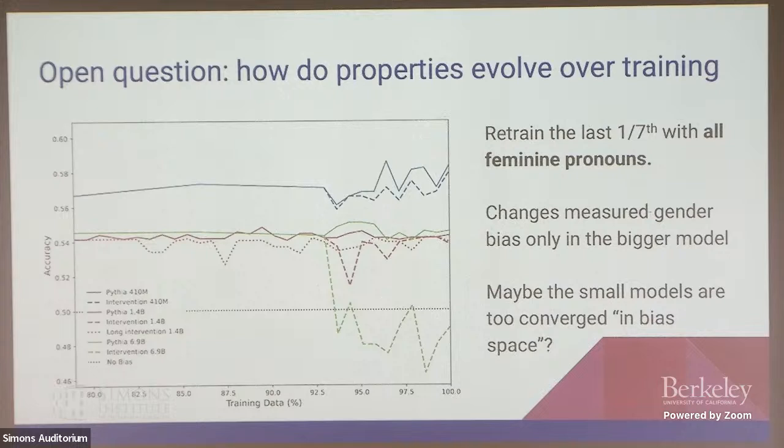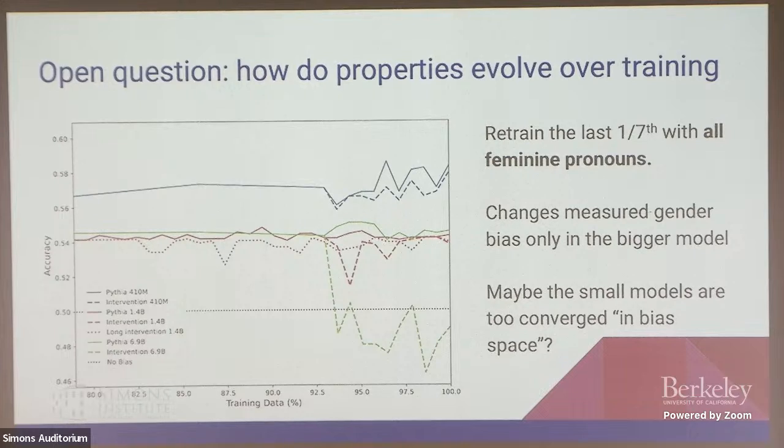This plot's from the Pythia paper. We rewound the models for the last 1/7 of training and replaced every masculine pronoun with a feminine pronoun. And then we finished training out the models again. So the original models are the solid lines. The intervened models are the dashed lines. The y-axis here is a measure of binary gender bias. And for smaller models, we found there was basically no impact at all. But for the larger model we looked at, the 6.9 billion parameter model, there was one.